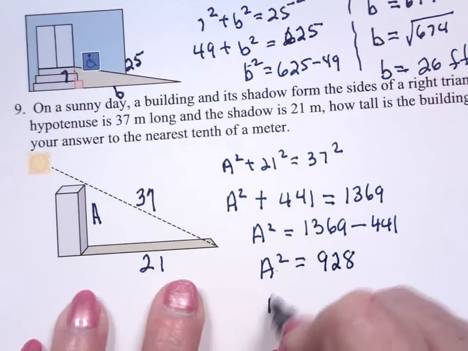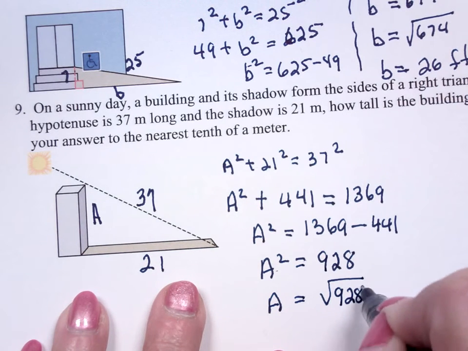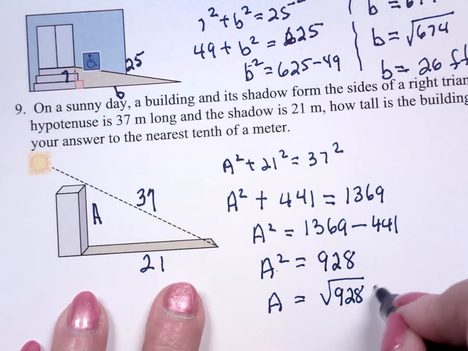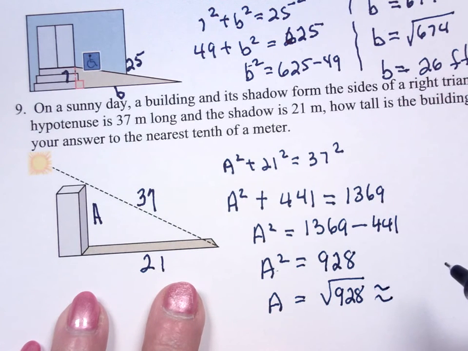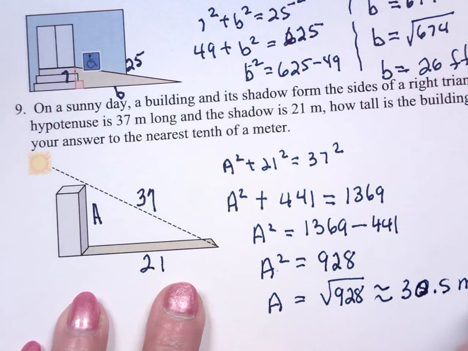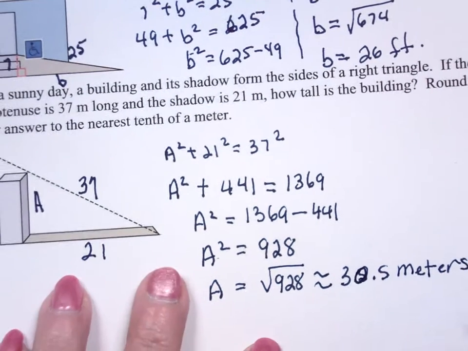So that a is the square root of 928, which is approximately, using my calculator, 30.5 meters. This is the height of the building.